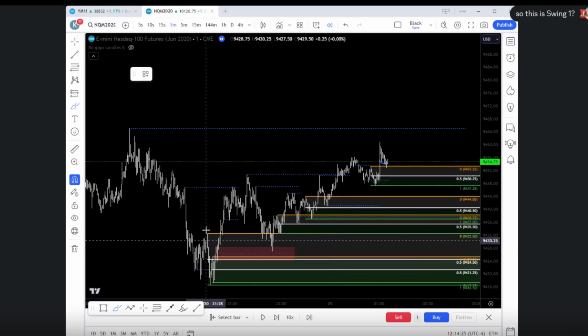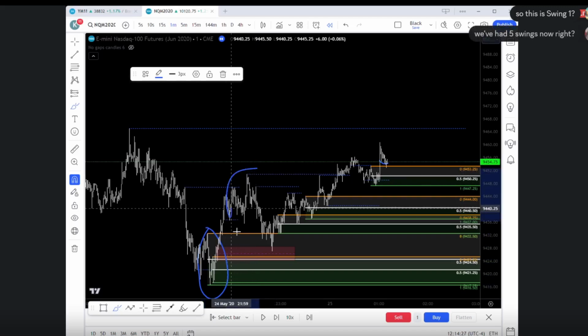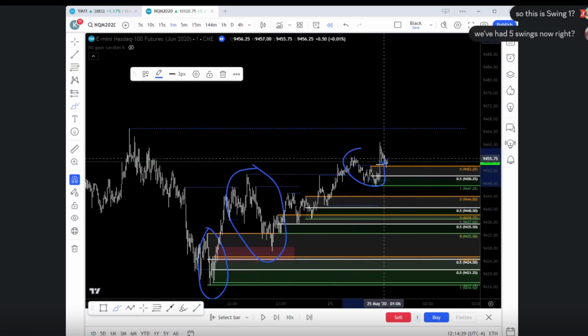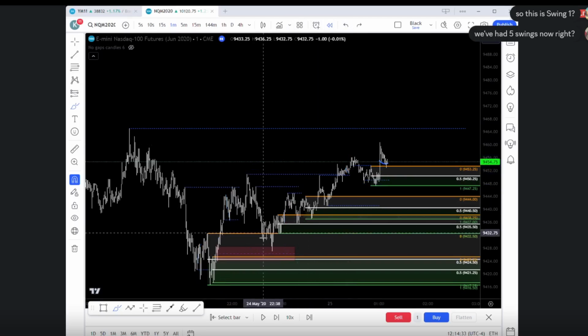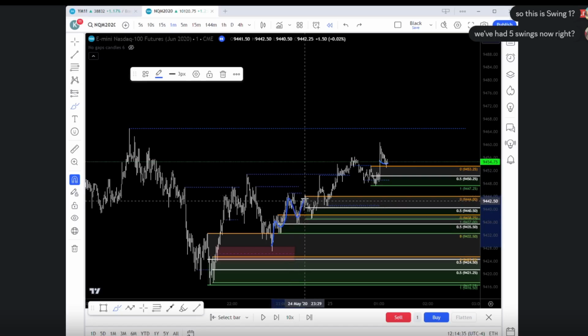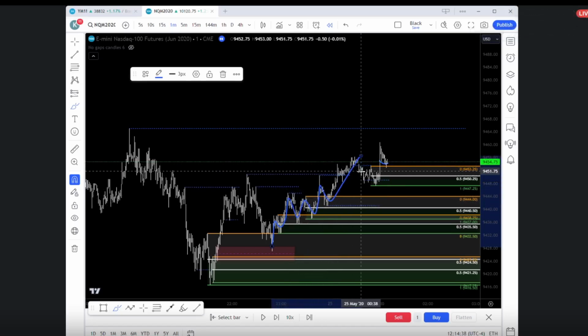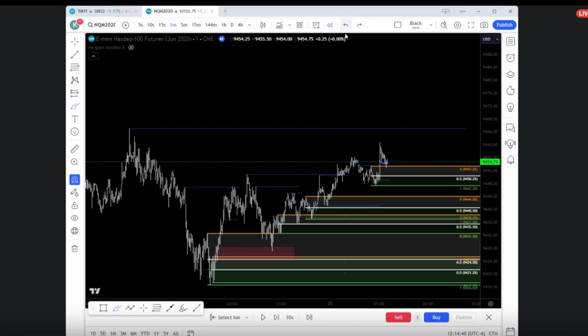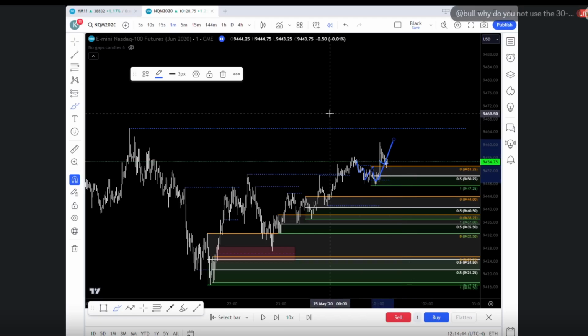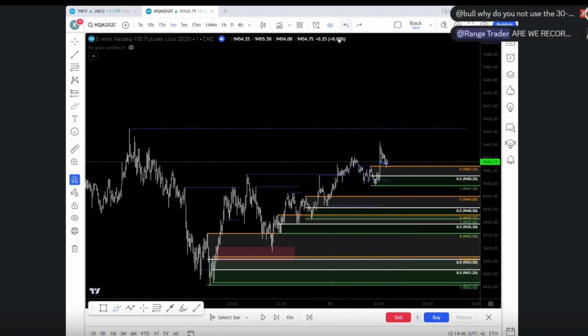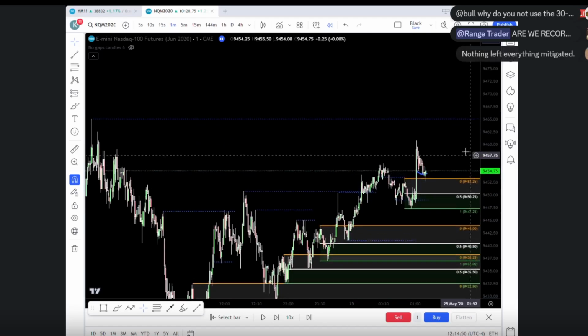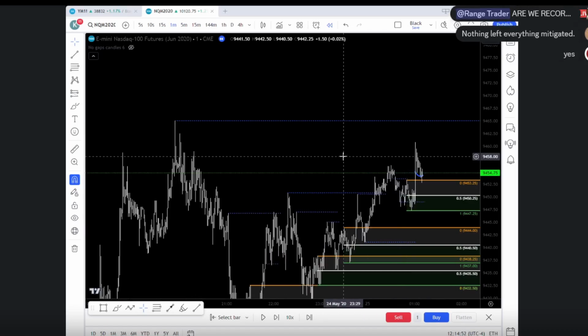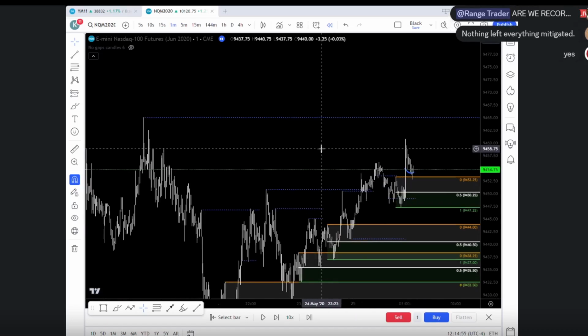So essentially what we're looking at is we've got higher time frame swings that are going on here, right? And we've got lower time frame swings that are going on within there, right? And then even still, we've got swings that get reset in there on the lower time frames, right? Nothing left, everything mitigated. Correct.